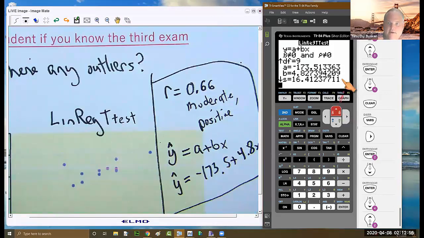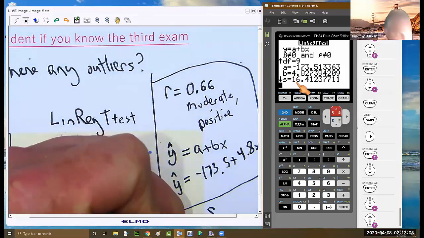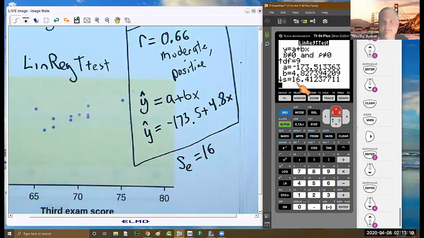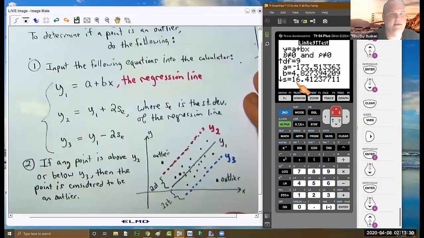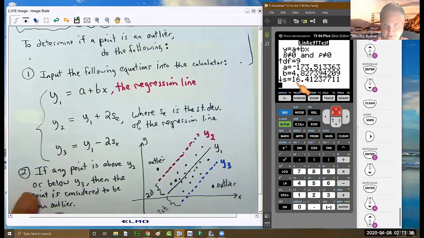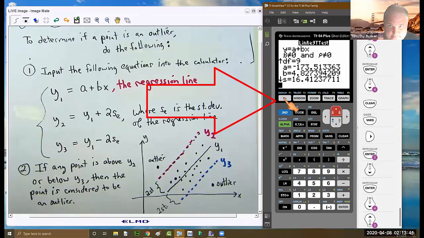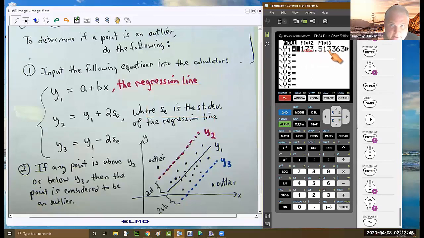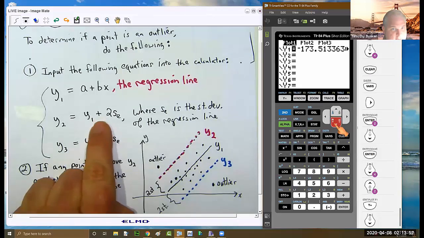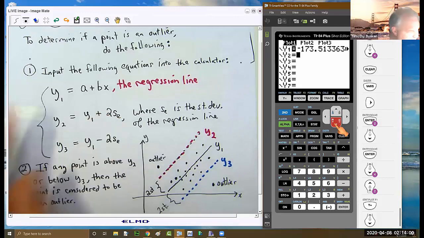Okay, so I've got my value of R and I've got my regression line. And notice also right here, I'm getting the standard deviation value. So this is the standard deviation SE of the regression line. That's pretty large, 16 is pretty large. And so to use that to find outliers, we're going to use this guideline here. We want to tell the calculator what these 3 lines are and then have it graph them. So I'm going to press Y equals. Notice the calculator already pasted the regression line into Y1 for me. So that's the regression line. I'm going to arrow down, and I need Y2 right over here. I need Y2 to be Y1 plus 2 times the standard deviation. Standard deviation was 16.